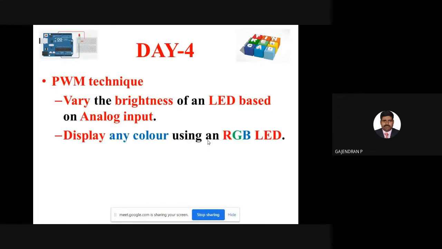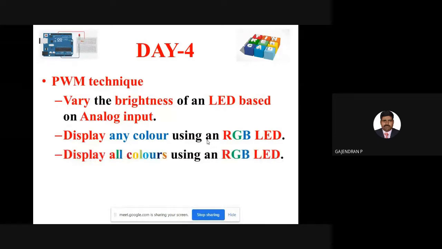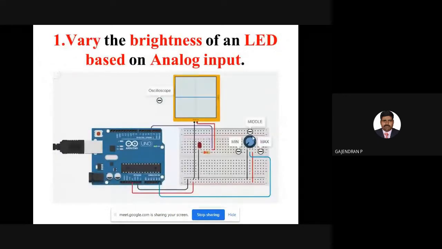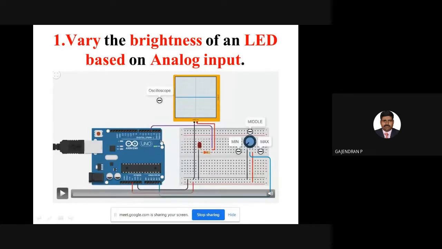Then the next one, RGB, we will come to later. First we will enter into today's first exercise: vary the brightness of an LED based on analog input. Please observe the video over here. Here we have a potentiometer. I am changing the duty cycle of the output waveform by changing my analog input value. See, now it is 50%. Again, I am increasing to 75%. Then at last, I bring it to 100%.